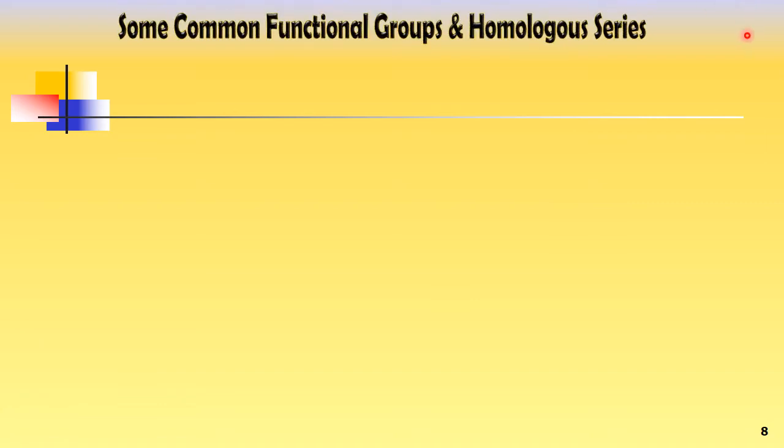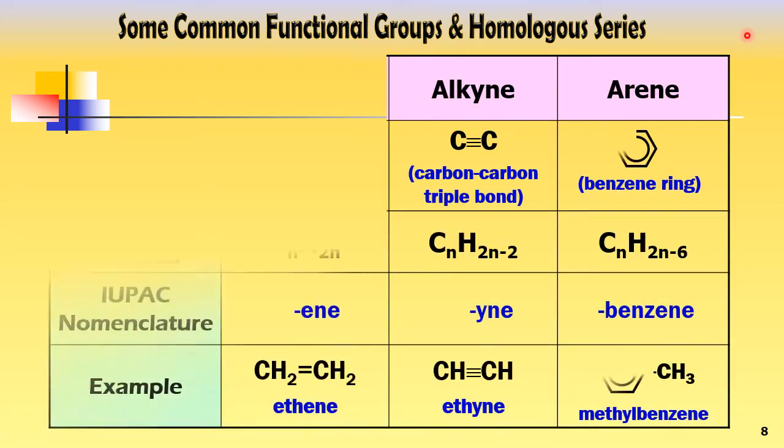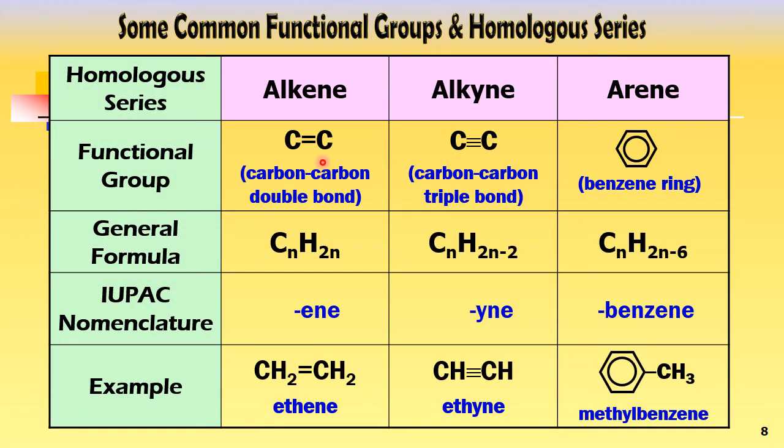In this slide and the next 4 other slides, I'll be showing some common functional groups and homologous series. You may observe the atom or group of atoms for each functional group, the name of the functional group, the general formula, and I have also included the general IUPAC nomenclature for each functional group, and one example of molecule for each functional group.